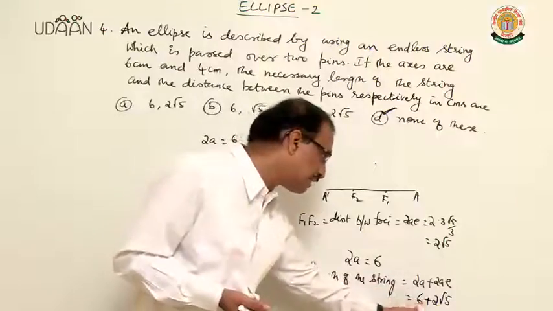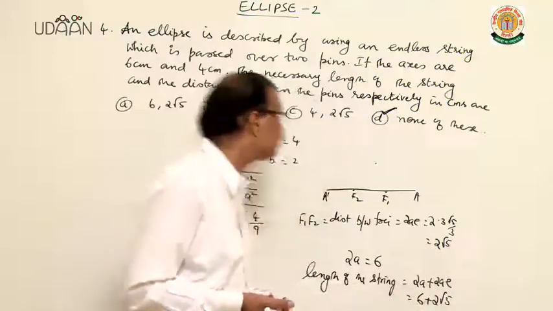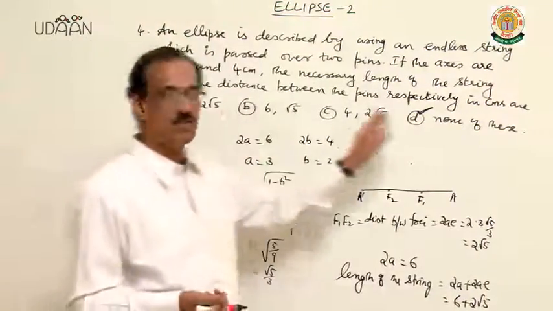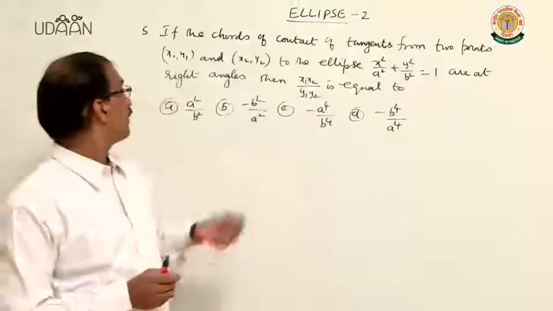So for that, 6 plus 2 root 5. One option is 2 root 5, another is 6 plus 2 root 5. We don't have that option, so we give none of these as the answer. Now the next example, example 5, let us see that.